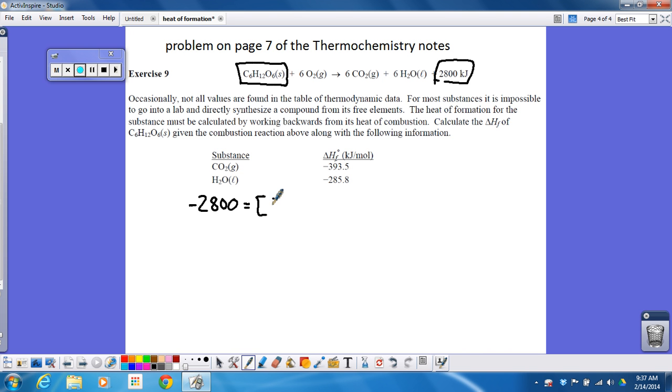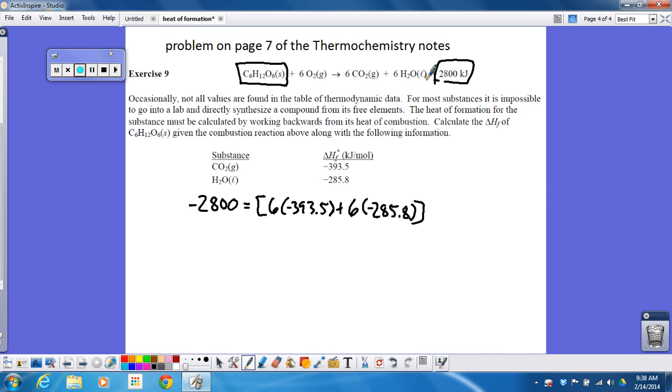We have 6 CO2s. And, oops, we need to add in the water. Plus 6 H2O. Now, you'll notice for water, there are actually 2 different heats of formation values. This heat of formation value is for liquid water. In the last table, we saw the heat of formation for water if it were a gas. Because remember, there's a heat difference between liquid and gas phase. So you need to pay attention not only to what the substance is, but its state of matter as well.